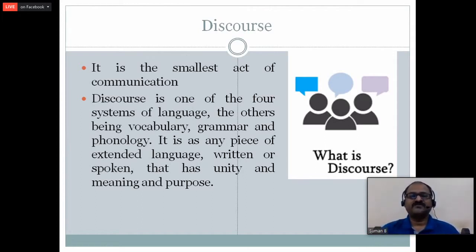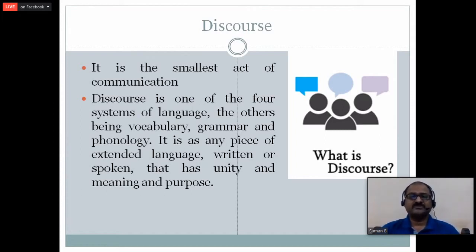Discourse is one of the basic systems of language: vocabulary, grammar, phonology, and discourse. As you can see, discourse is the highest of all. Vocabulary refers to words. Grammar mainly refers to sentences, because most of the grammar operates at the sentence level. And phonology refers to sounds. Whatever we have discussed is basically put in a different way. So discourse is one of the systems and the most important system in the hierarchy or structure of a language. It is any piece of extended language, spoken or written, which has unity, meaning and purpose.